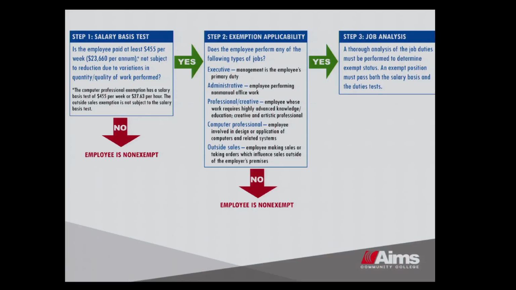The next would be administrative. That's employees performing office work. It's not somebody in an assembly line. It is somebody who is supporting the company. They are not the ones making the money for the company. They're doing a supportive administrative role.